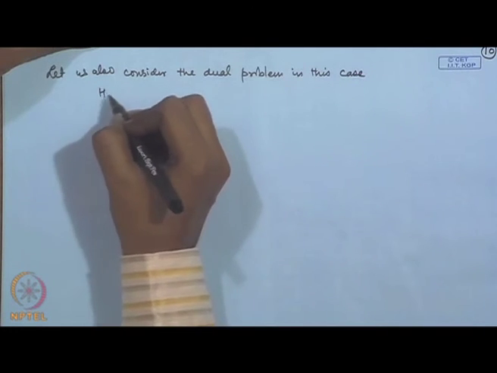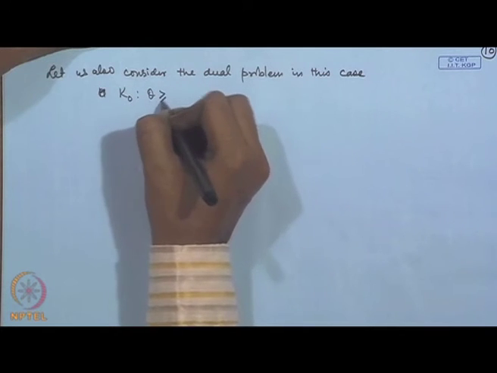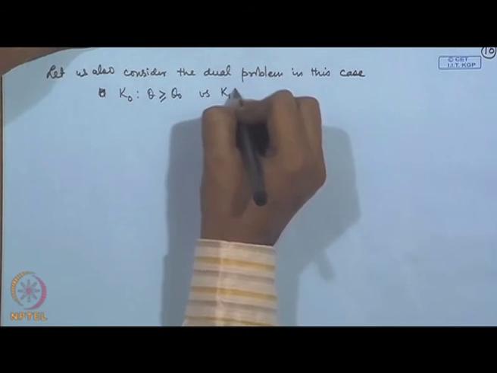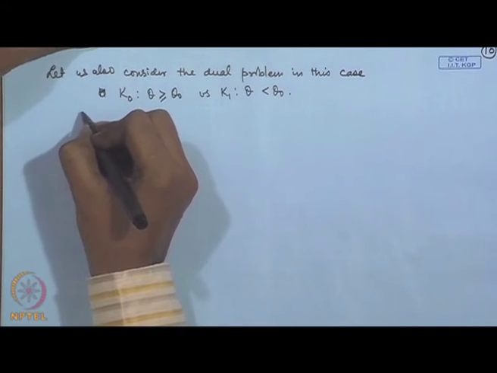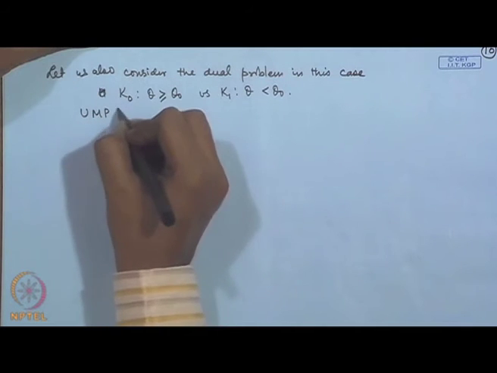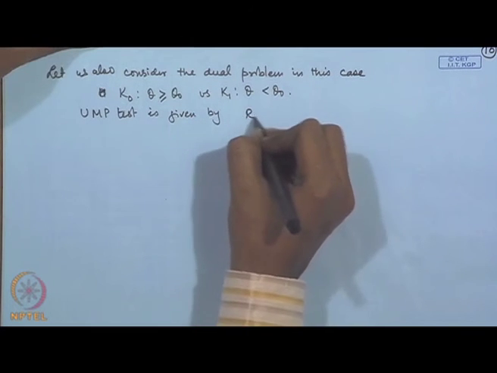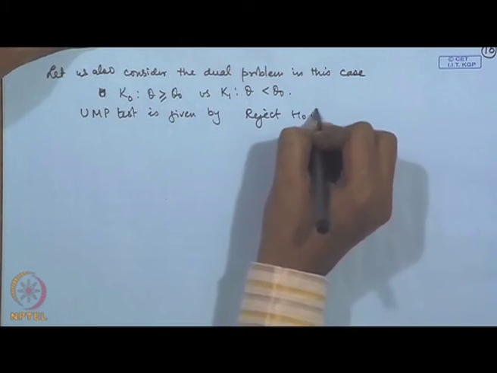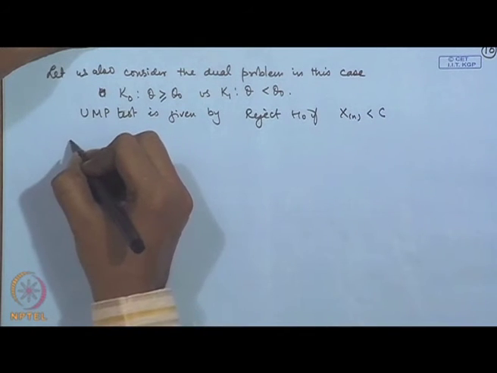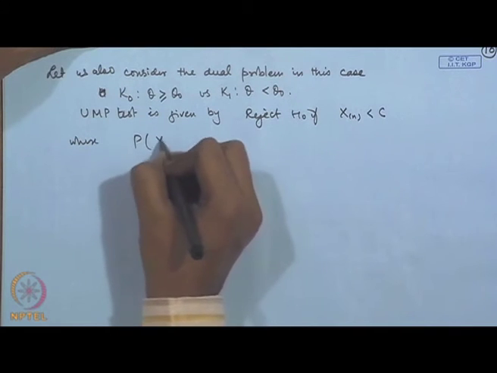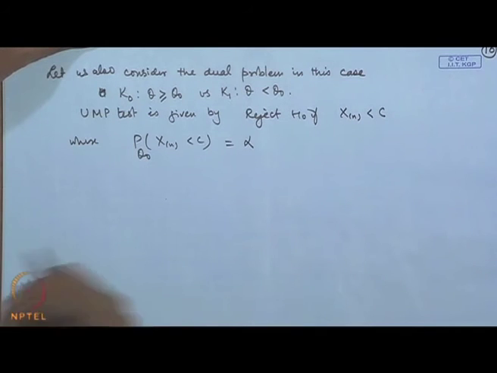That is, say, I call it K naught: theta greater than or equal to theta naught, against K 1: theta less than theta naught. So the UMP test is given by: reject H naught if x n is less than c, where the probability of x n less than c under theta naught should be equal to alpha.